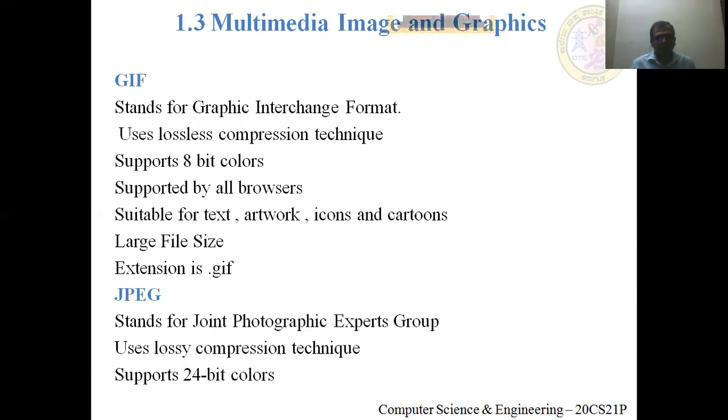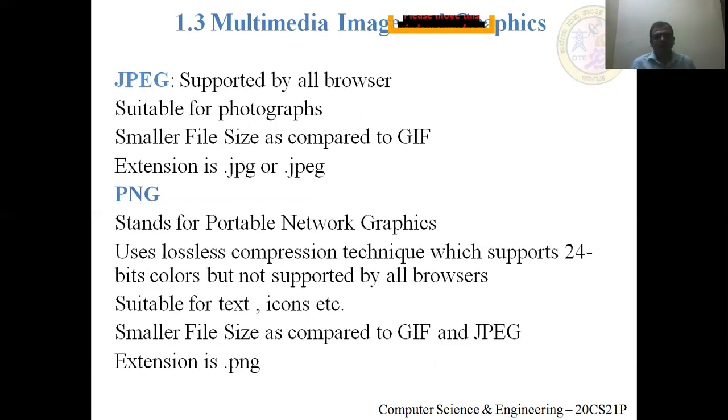JPEG stands for Joint Photographic Experts Group. It uses lossy compression techniques. It supports 24-bit colors. JPEG is supported by all the browsers, suitable for photographs, with a smaller file size compared to GIF. The extension is .jpg or .jpeg.